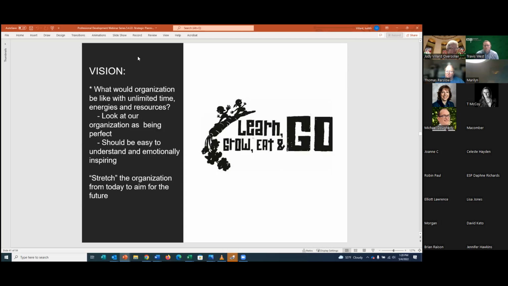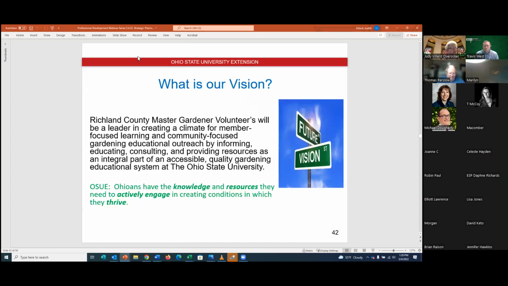And it should be, you understand, emotionally inspiring and stretch the organization of today to aim for the future. So this is the vision that they came up with: that our master gardeners will be the leader, not just out there doing some things. They're going to strive to be the leader. So now they're taking a view that we're going to go up some stair steps. We're going to get better. We're going to inspire others.